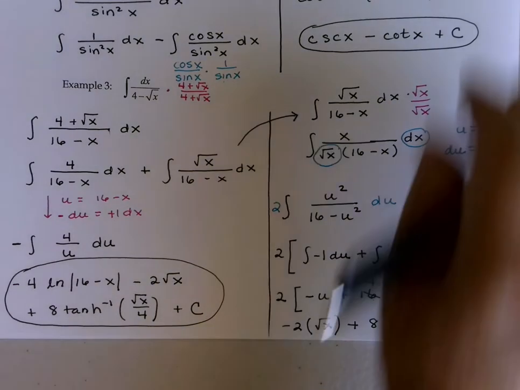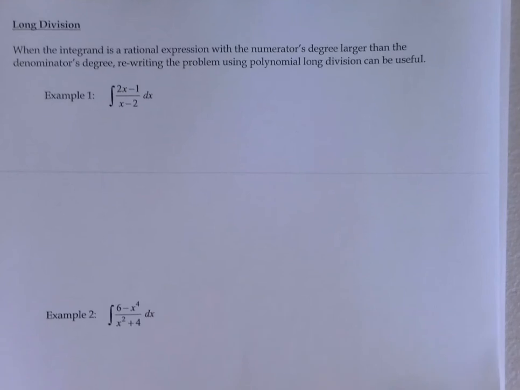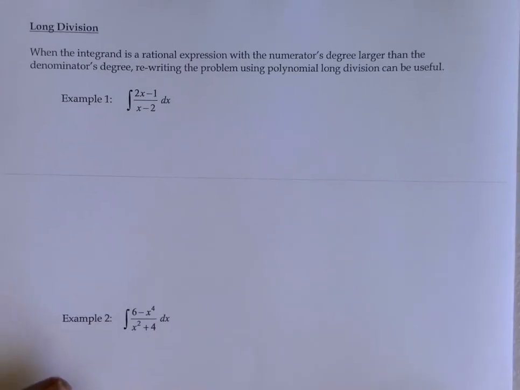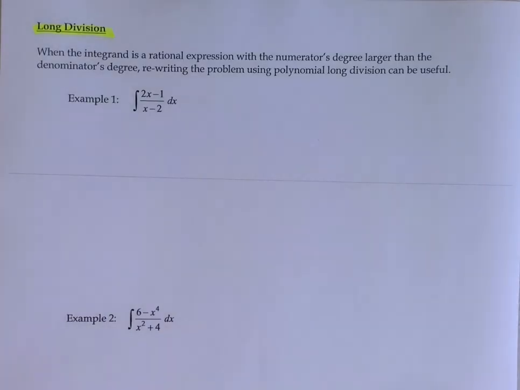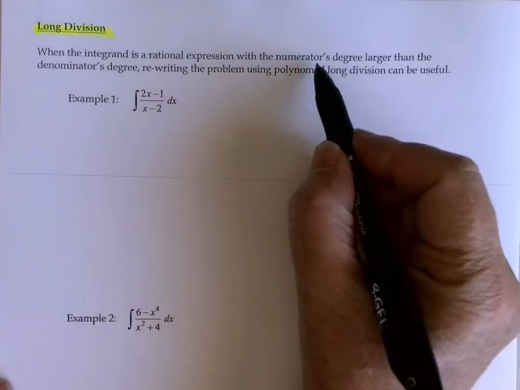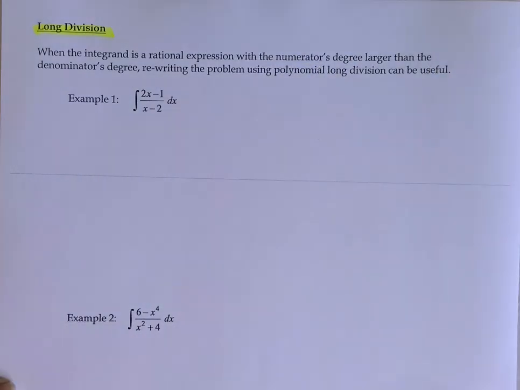All right, our last technique is actually one that we've kind of cheated and used already, the long division. So let's take a quick look at this, but it's probably one that you don't need all that much since we've already dealt with it. When the integrand is a rational expression and the numerator's degree is larger than the denominator's, rewriting the problem with long division can be useful.